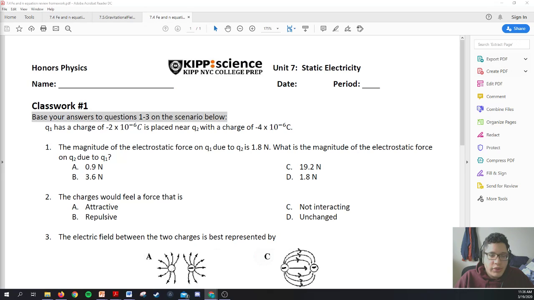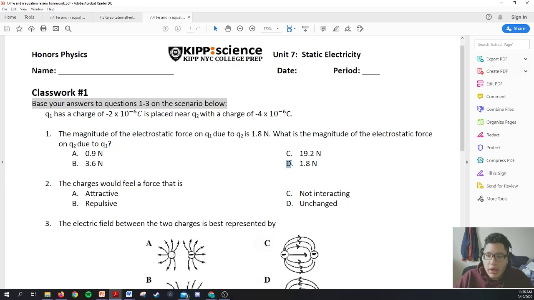Okay. So when we apply a force on something, let's say that you're pushing on another person with a force of 40 newtons. That person is going to push you back with a force of 40 newtons. That's Newton's third law, equal and opposite forces. Newton's third law still holds for electrostatic forces. So question one, if the force on Q1 due to Q2 is 1.8 newtons, the force on Q2 due to Q1 is the same idea. It's still 1.8 newtons. It should be equal values. So here the answer to number one was D.